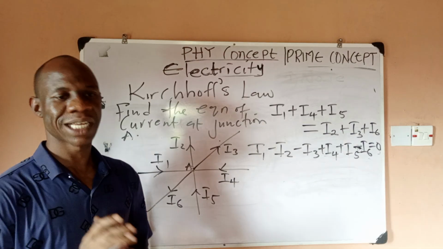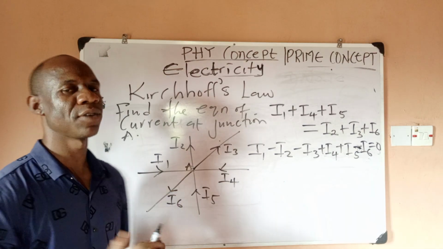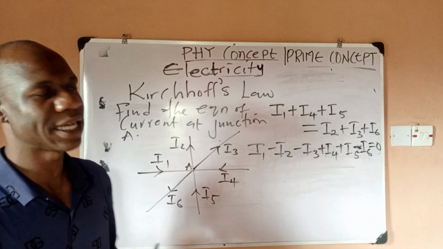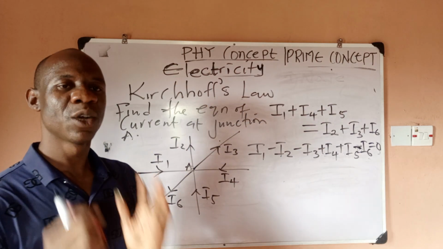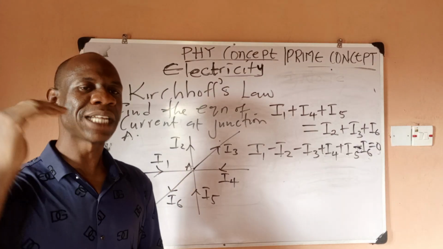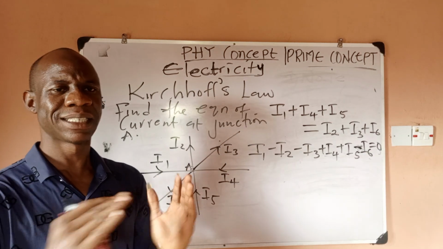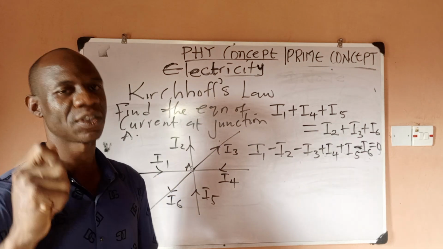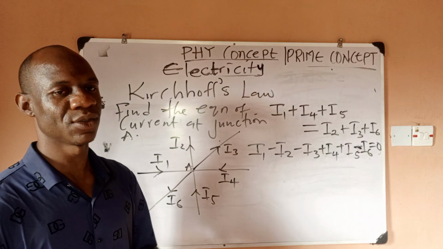I believe the concept behind KCL is very clear to you. Let me restate KCL for you. KCL simply says that the total current entering a junction equals the total current leaving the same junction. That is KCL. Another thing you should also know is that KCL is a law derived from the law of conservation of charge, right? I believe this concept is very clear to you.